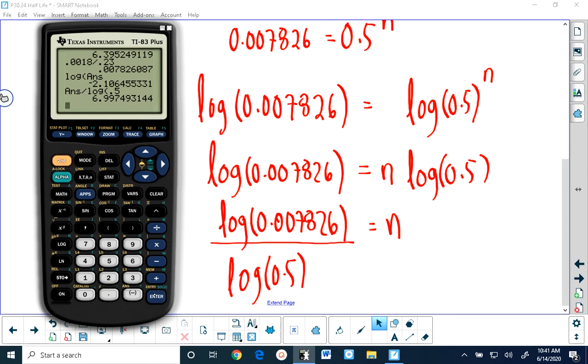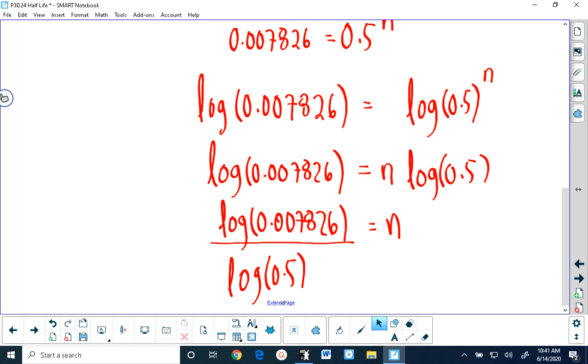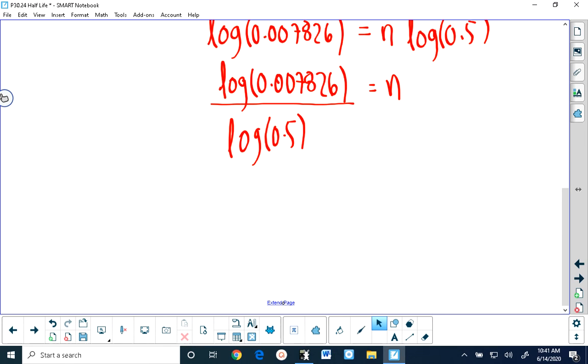It's giving us 6.997. And by the way, I just want to show you calculus people that you're going to get the same result. If we would have taken 0.0018 and divided by 0.23, and instead of taking the log of that number over the log of 0.5, you took the ln of that number divided by the ln of 0.5, you still get 6.99749. You get the exact same number of half-lives. Now we know the number of half-lives.